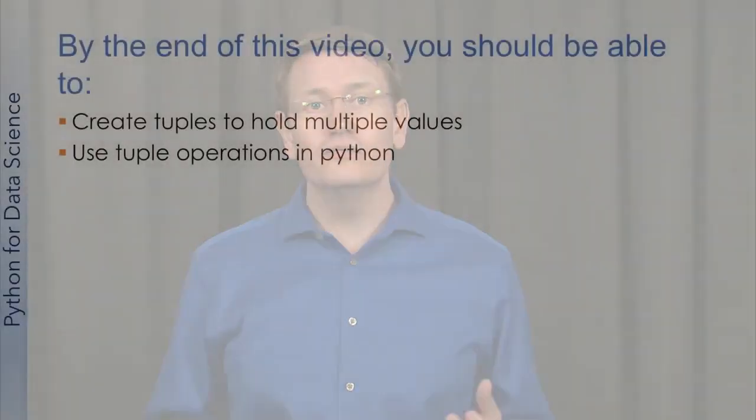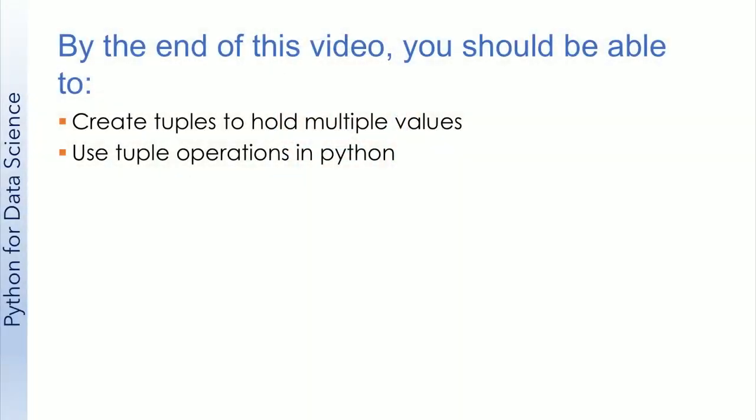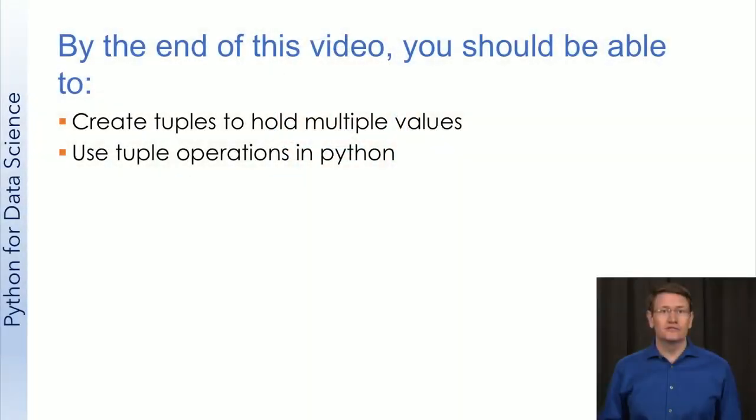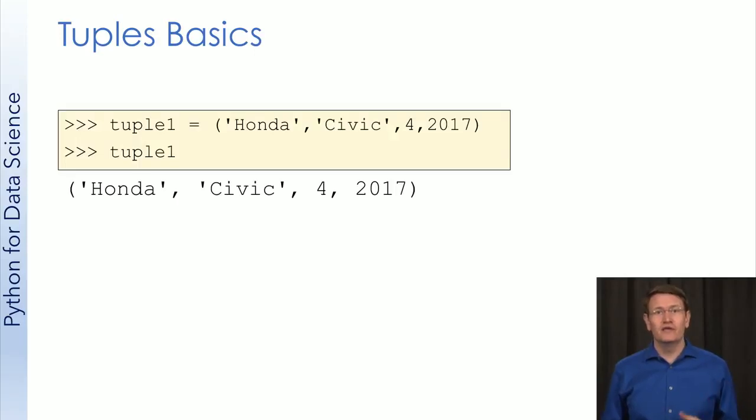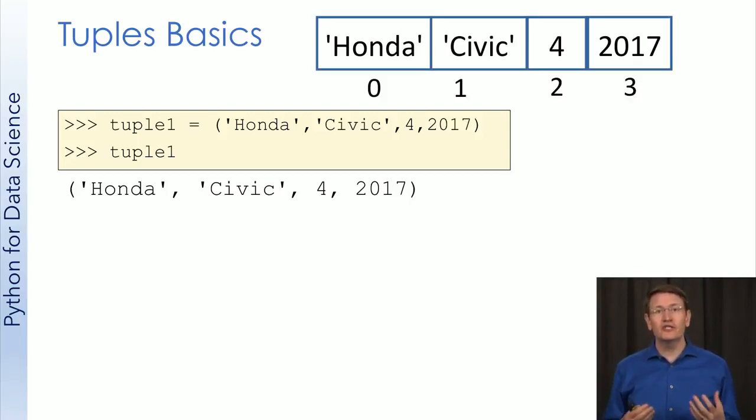By the end of this video, you'll know how to create tuples and perform some basic tuple operations. Let's start by creating a tuple. Usually, tuples are used to put together information connected in some way. Here, let's put together information about a car. I'll put together the car's manufacturer, Honda, its model, Civic, the fact it has 4 doors, and the year, 2017, that it was built. Visualizing this, we have a collection of different data types together in one tuple.